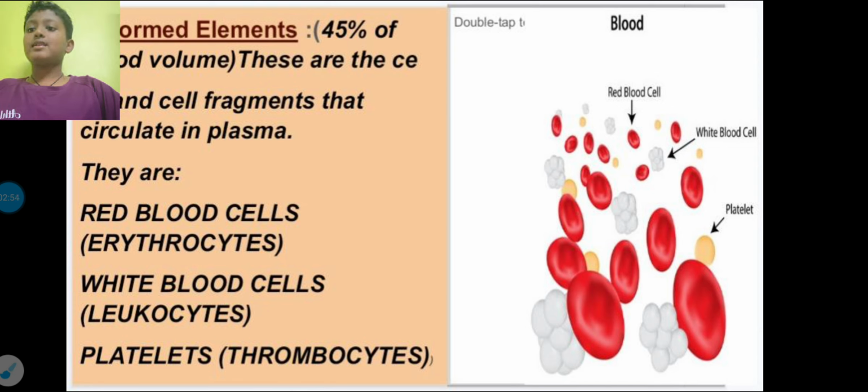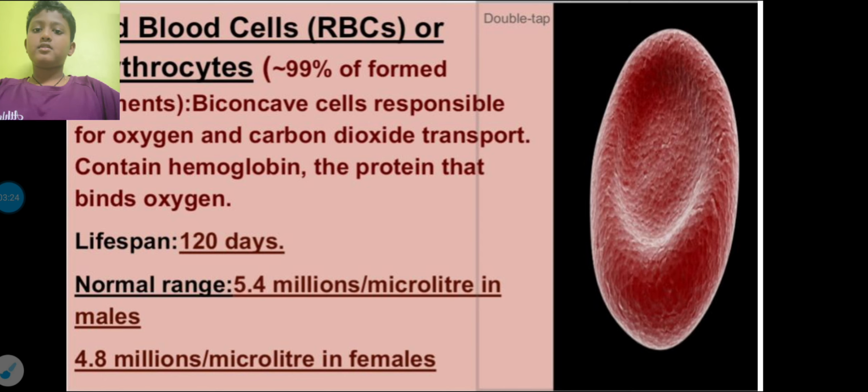The major cells and cell fragments are red blood cells, also called erythrocytes, white blood cells, also called leukocytes, and platelets, also called thrombocytes. These platelets are involved in clotting. Here you can see the picture. The red colored cell is the red blood cell, the white colored cell is the white blood cell, and the fragments that are yellow in color are platelets. And next, we are going to know these cells and cell fragments in detail.